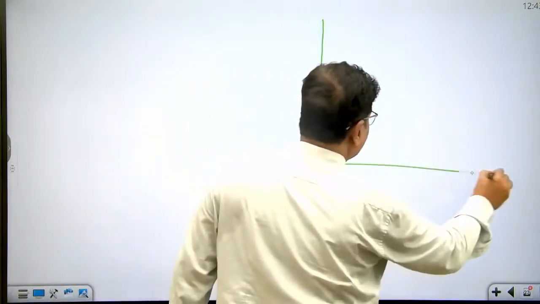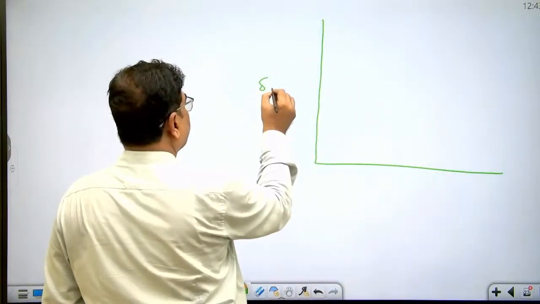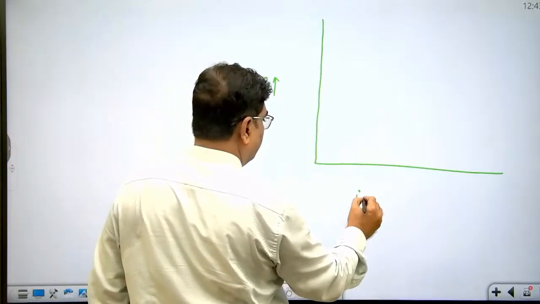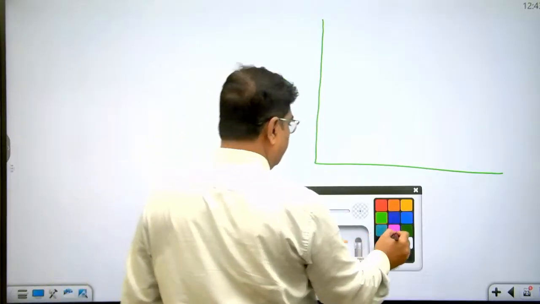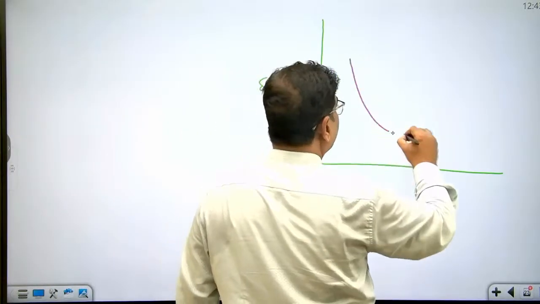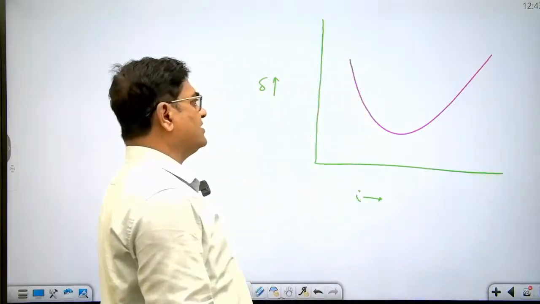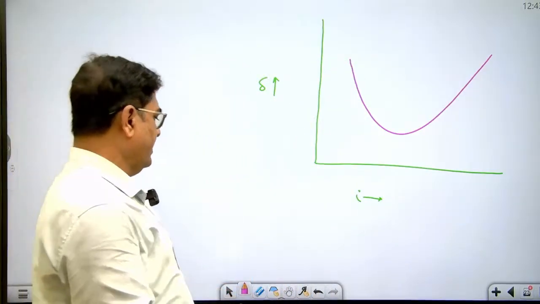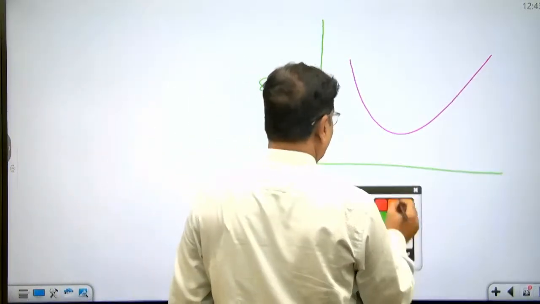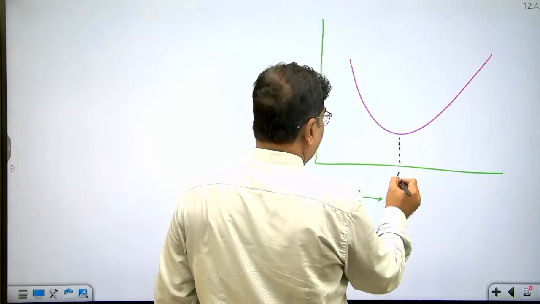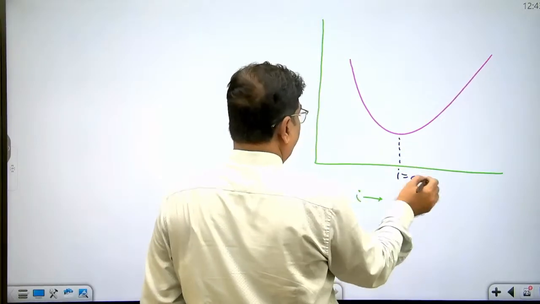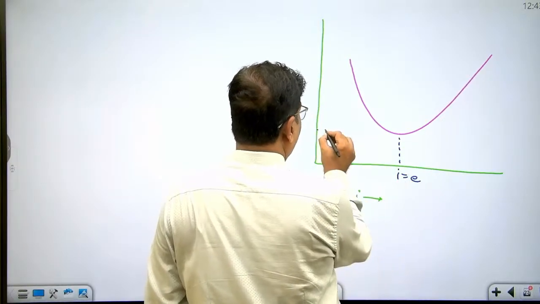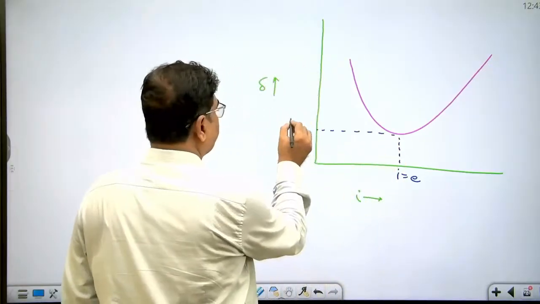When we draw the experimental curve between angle of deviation and angle of incidence, the curve comes like this. This curve is not parabolic, okay? This is asymmetrical. At a particular angle of incidence, when the angle of incidence remains equal to the angle of emergence, the prism is in the minimum deviation position.